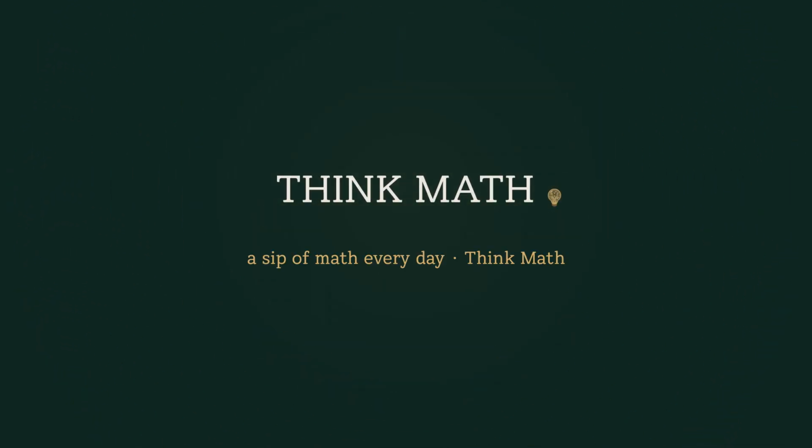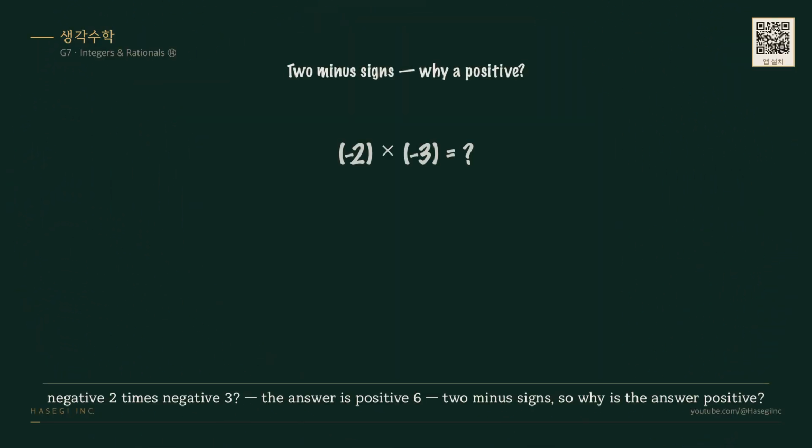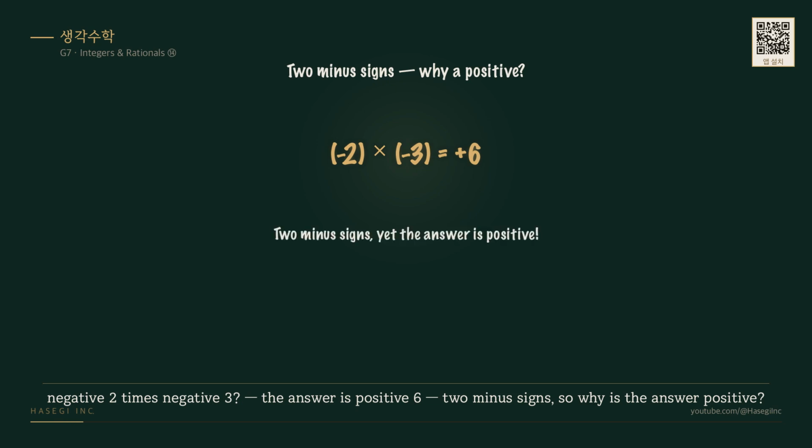Think math. What is negative 2 times negative 3? The answer is positive 6. There are two minus signs, and yet the answer came out positive. Why do two minus signs make a positive?